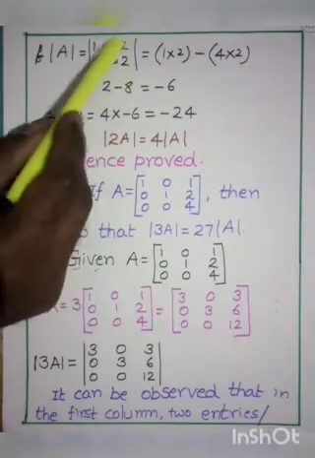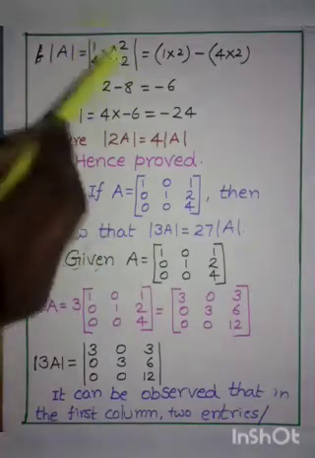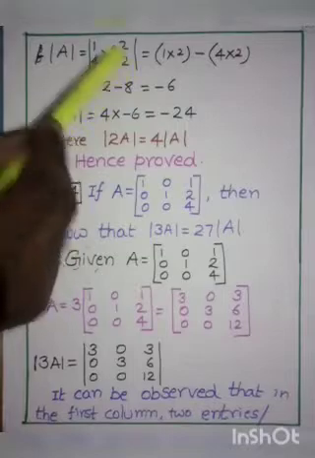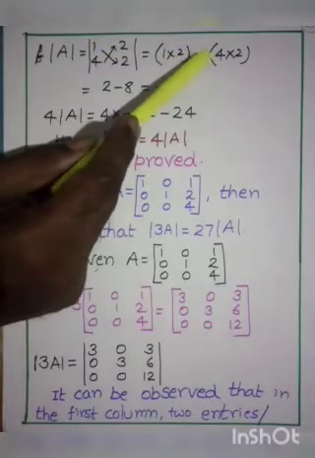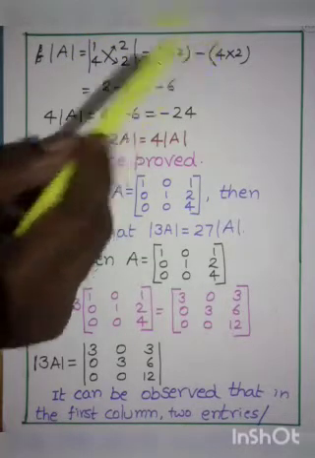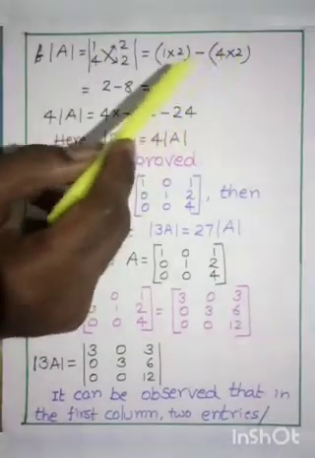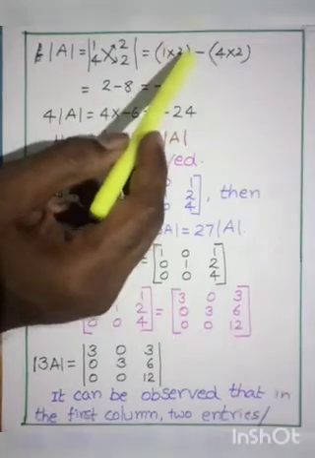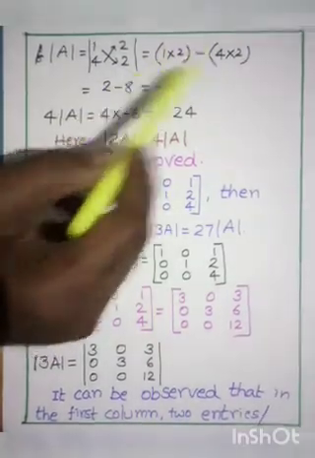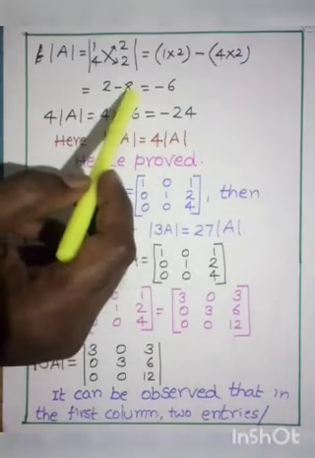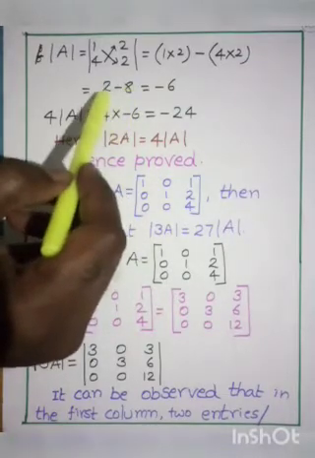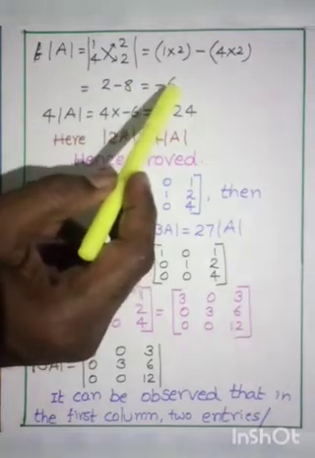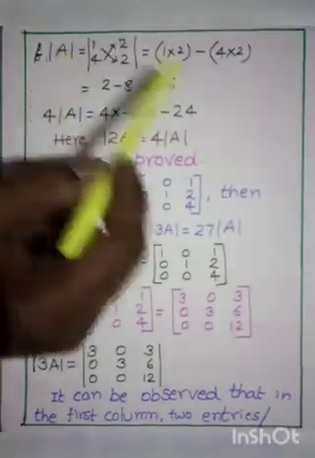Now we are finding the determinant of this matrix. So 1 into 2, we use the cross multiplication knowledge here. 1 into 2 minus, remember this is the sign, my dear children, 2 into 4. Now 1 into 2, what will you get here? 2 minus 4 into 2, what will you get here? 8. Understood this step? Now 2 minus 8, what will you get? Minus 6. So this is the determinant of the matrix A.